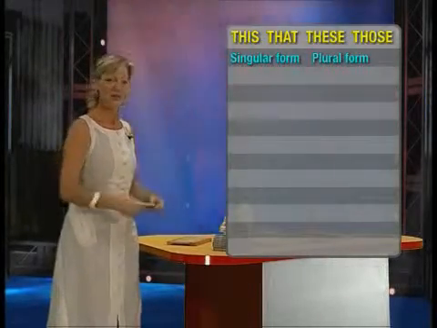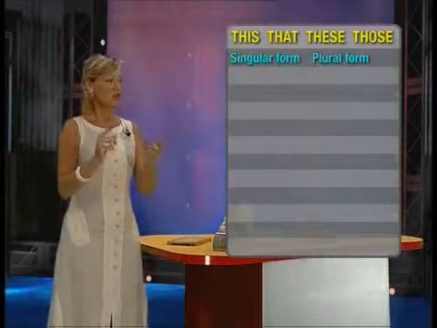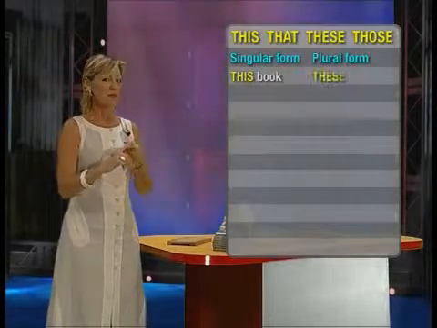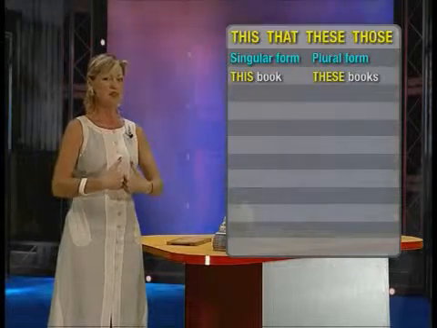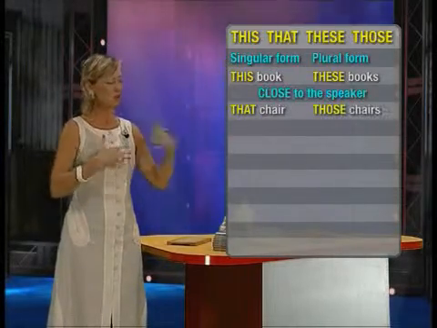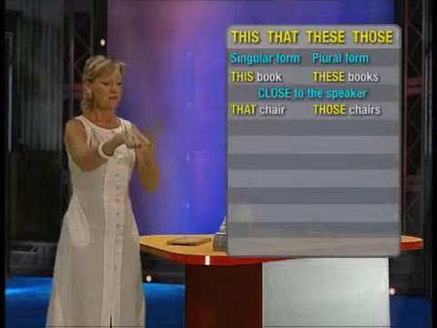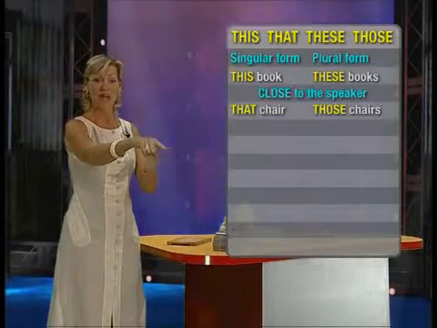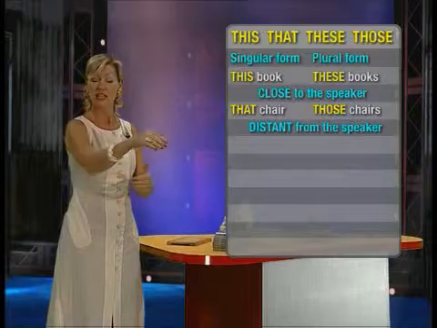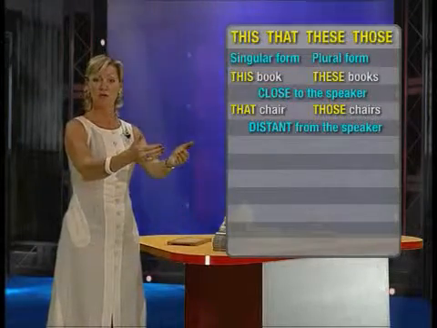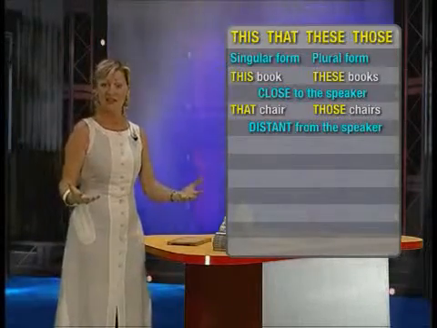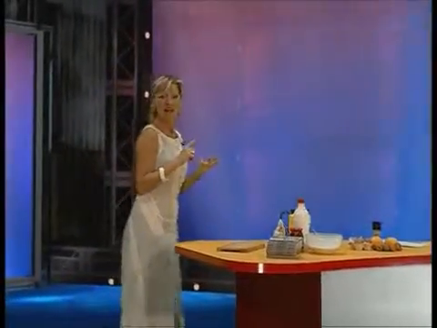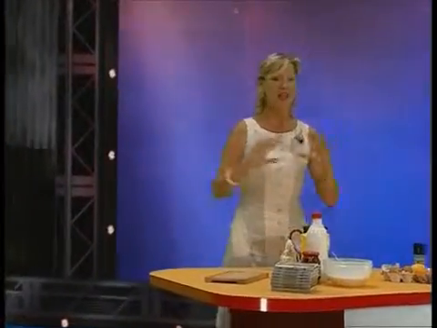Let's see that on the screen. So, this book, plural, these books when they're close to you, and that chair, for example, and those chairs when they're distant from you. That's a big lesson, hey? There's a lot to remember. So we have some and any, countable and uncountable, this, that, these, those.